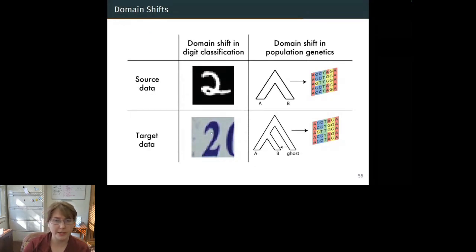If they then apply that classifier to a data set of street house signs and try to identify digits in the street house signs, that is an example of a domain shift because the target data comes from a different distribution than the source data. And it's known that this often decreases the accuracy of machine learning algorithms. In population genetics, this could look like what I just mentioned, where we trained an algorithm under two population models, but actually there's been introgression from a third unsampled population into one of our two populations.